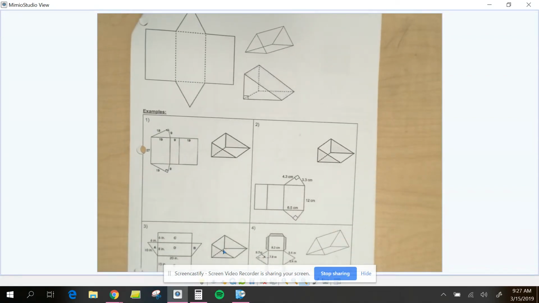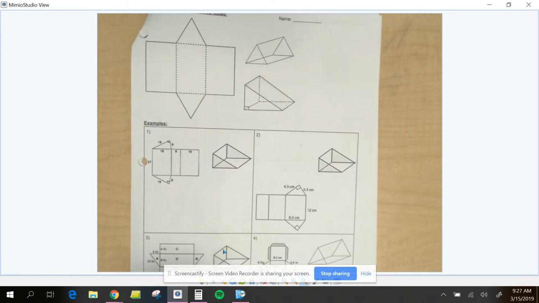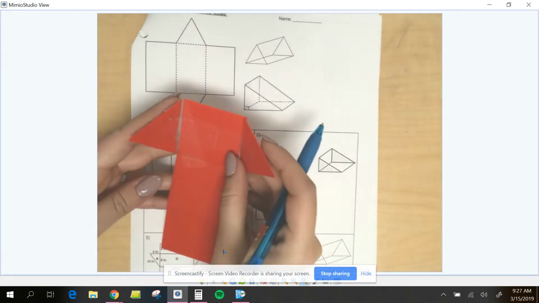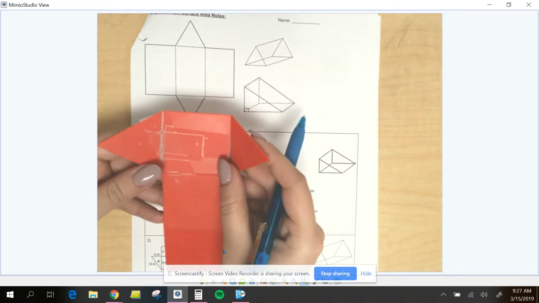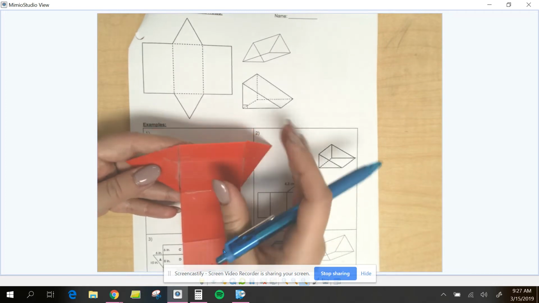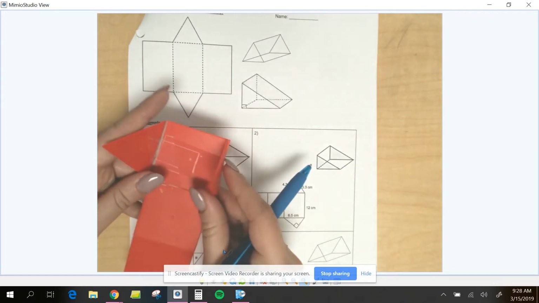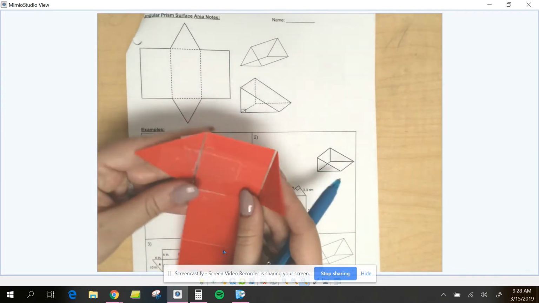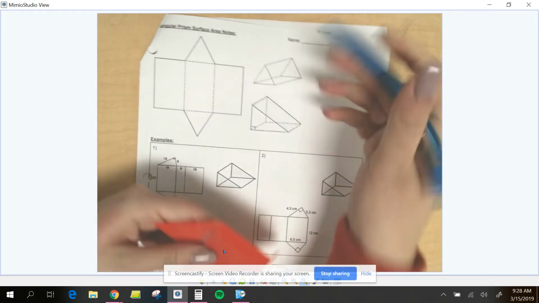Okay, so what we are going to do now is talk about triangular prisms. A triangular prism is really similar to a rectangular prism. Instead of the edges being rectangles or squares, they are triangles. So it looks like these two examples.